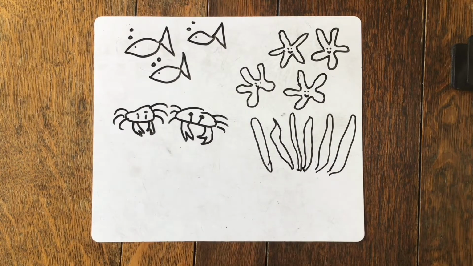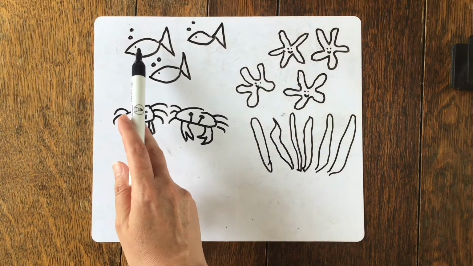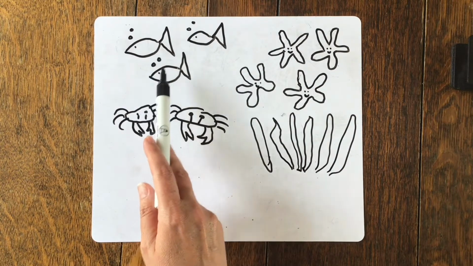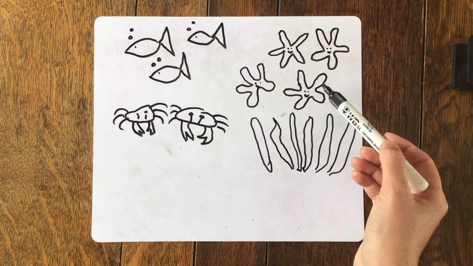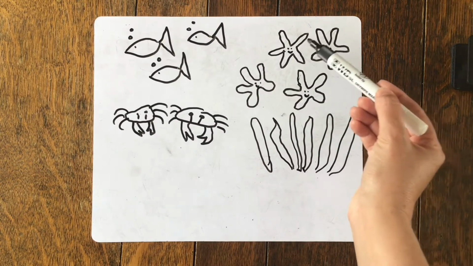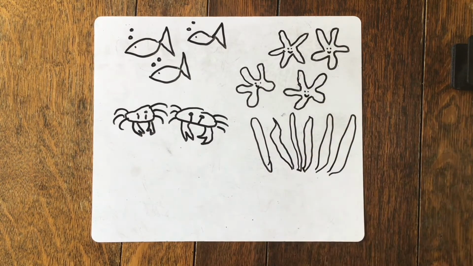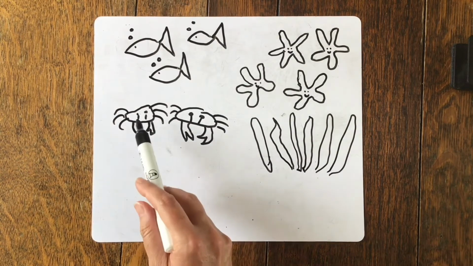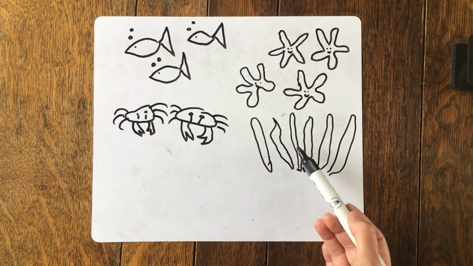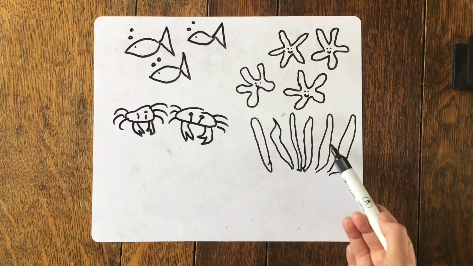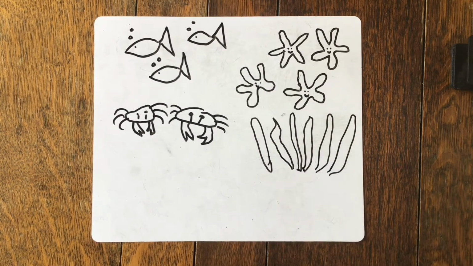Now the first thing I want to know is how many are there of each? How many fish I've got? So you count them for me. 1, 2, 3. I've got 3 fish. How many starfish are there? 1, 2, 3, 4. How many crabs? 1, 2. 2 crabs. And how many pieces of seaweed? 1, 2, 3, 4, 5, 6. So there's lots of things swimming around in my ocean.